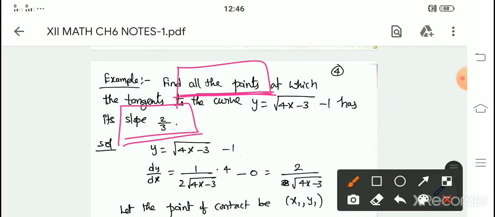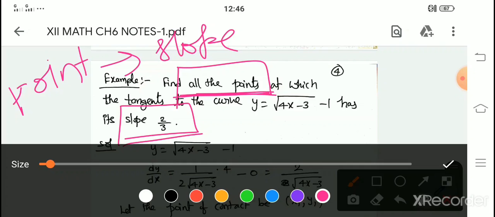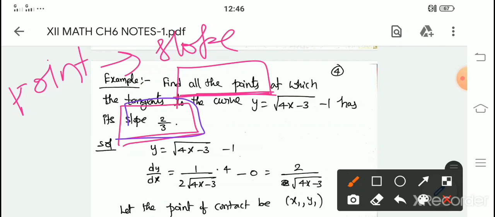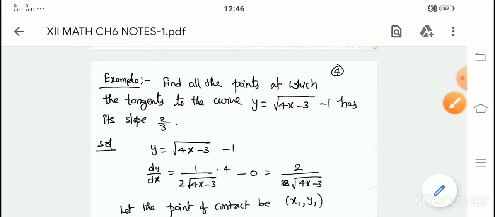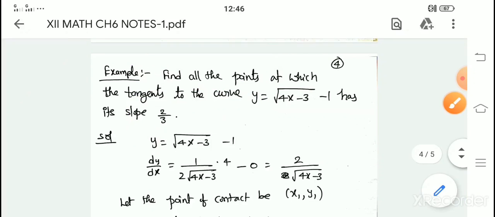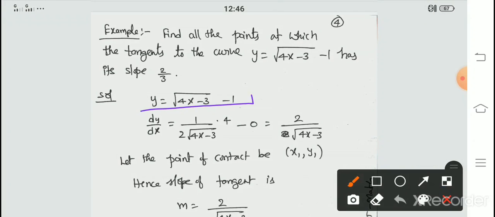So when the point is given, we found the slope. But here the slope is given, we should find out the point. So how to find it? First, whatever curve equation is given in the question, you write it down first.